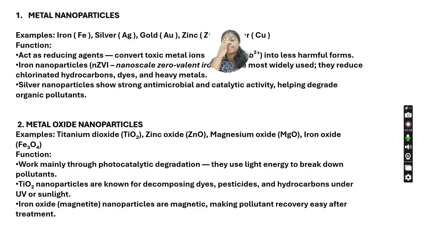So here I have given some examples of nanoparticles. So there are several types of nanoparticles. The first one is metal nanoparticles. So iron, silver, gold, zinc, copper are the main examples of metal nanoparticles.